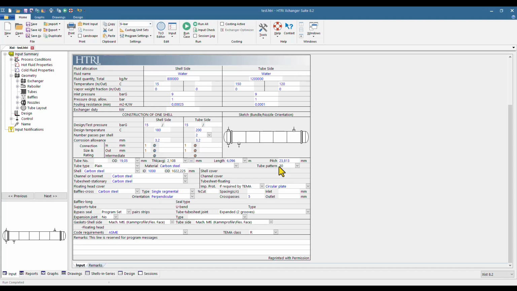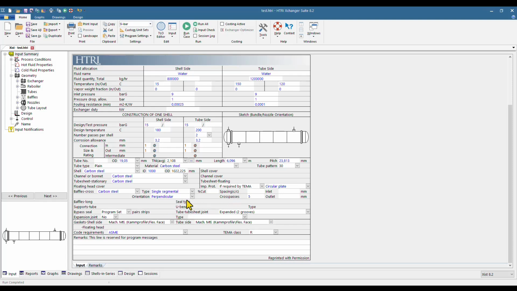Of course, there is no possibility of cleaning a fixed tube sheet unit on the shell side. Therefore, a square pitch is useless. Let's see which are the other characteristics. Material is carbon steel everywhere. Tubes are also made of carbon steel.